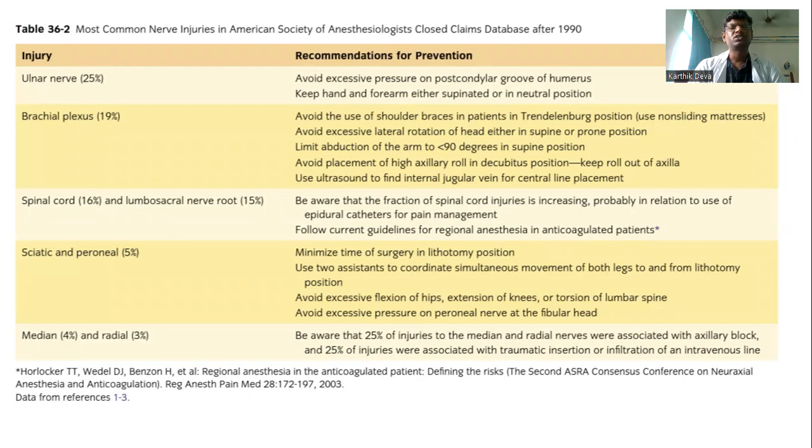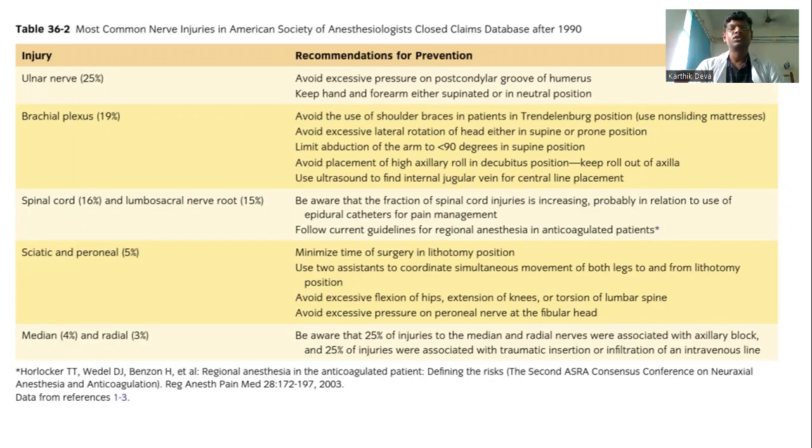Spinal cord accounts for 16% and lumbosacral nerve root accounts for 15% of injuries in supine position. Be aware that the fraction of spinal cord injuries is increasing, probably in relation to the use of epidural catheters for pain management. Follow current guidelines for regional anesthesia in anticoagulated patients.